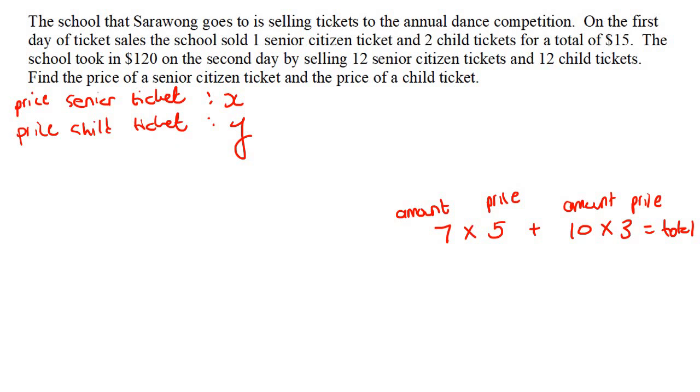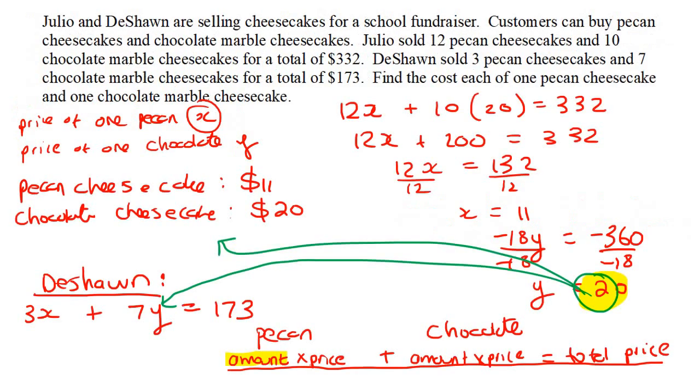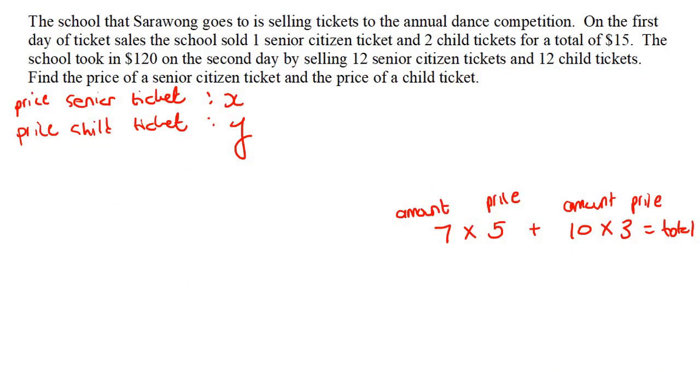Okay, so the way that, like in the previous question, the way that we made two equations is we looked at Julio and Deshaun, okay? So those were how we found two different equations. For this one, we're going to use day 1. That's where we'll get our first equation. And then day 2, that's where we'll get our second equation.